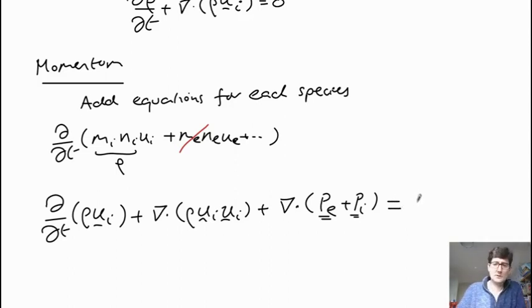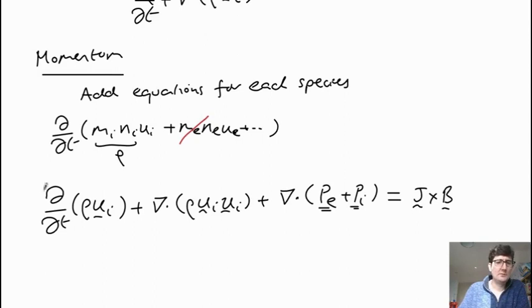On this side, you end up with J cross B. So you added up the velocity of the different charges crossed with the magnetic field. And the electric field term cancels out. And you may have a term in here, but usually the friction between species cancels out. Okay, so that's the momentum equation that we're going to use.